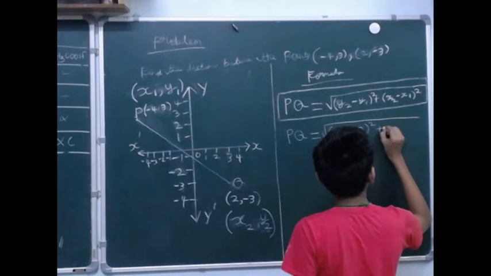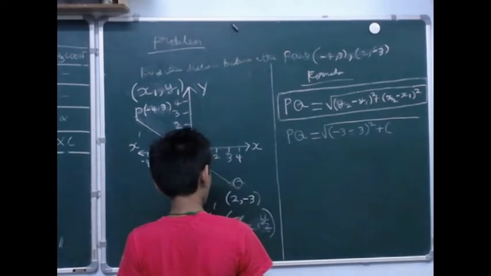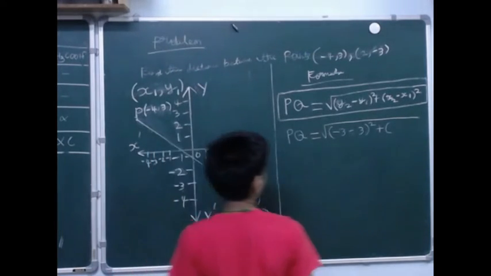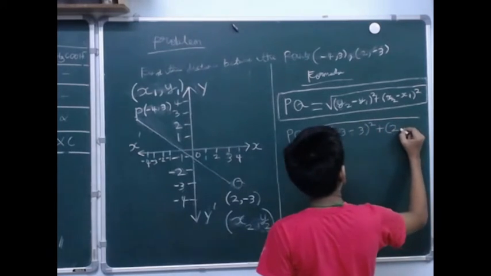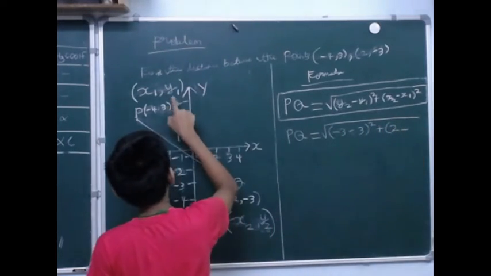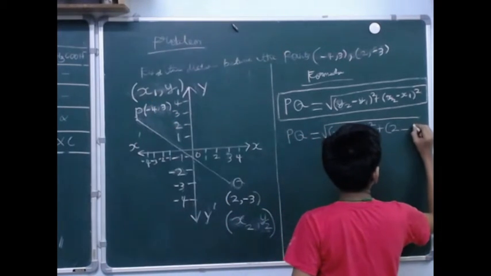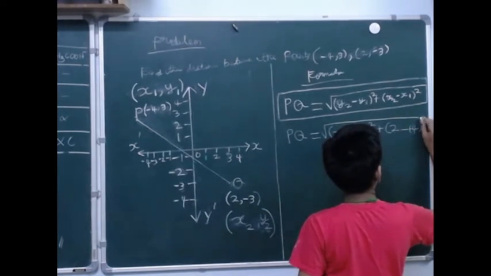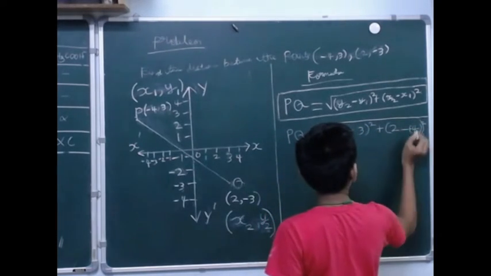Plus, for x2 we look at the top: that is 2. Put minus immediately. For x1 we see here minus 4, so put minus of minus 4. Whole square. You have to put one more bracket.